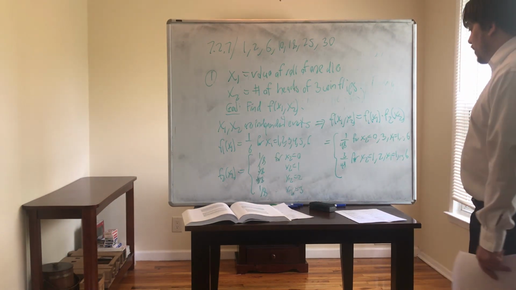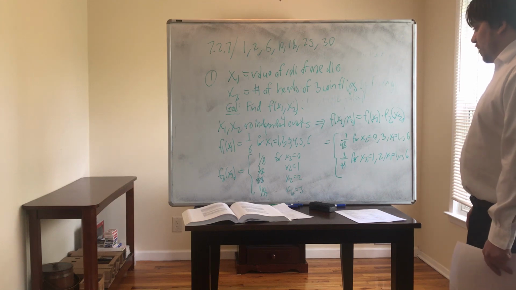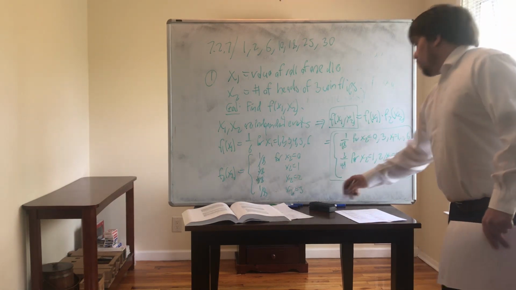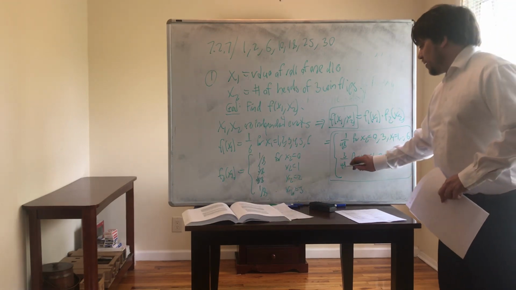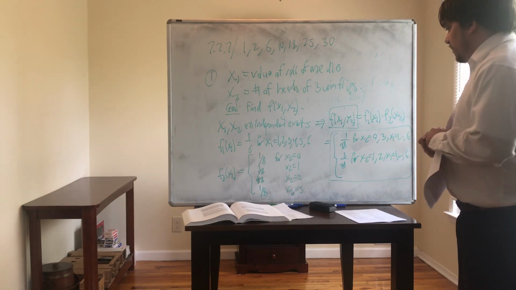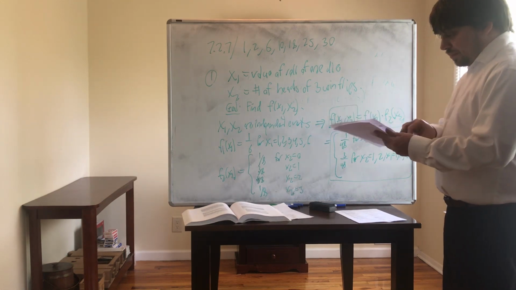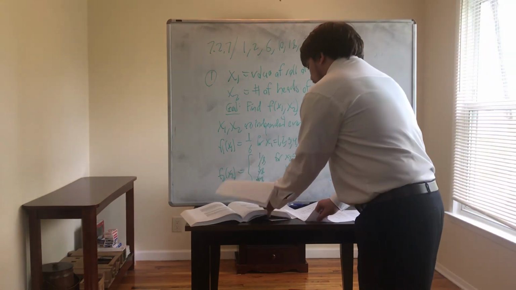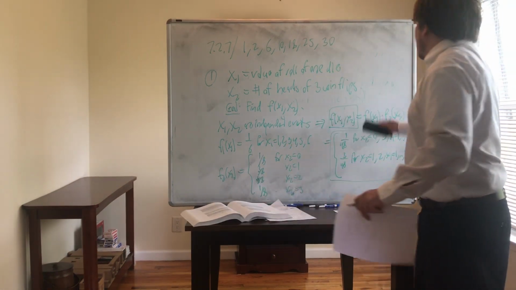And so now here, this is the joint probability function of x and y right there. And that's the answer. Okay, so that's the answer to number 1 in 7.2.7. Okay, so let's keep going.